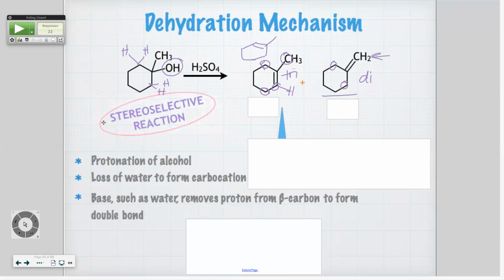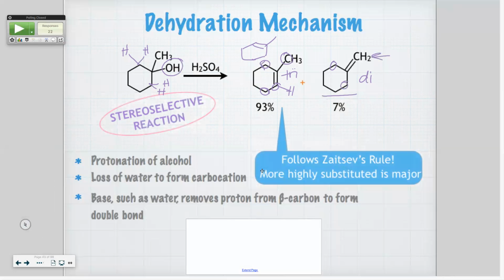Okay, this reaction is called stereoselective. That means that there are possible products and one is formed more than the other, to the tune of 93 to 7. I mean, that's a big difference. And it follows Zaitsev's rule. When we say follows Zaitsev's rule, that means the more highly substituted double bond is favored.